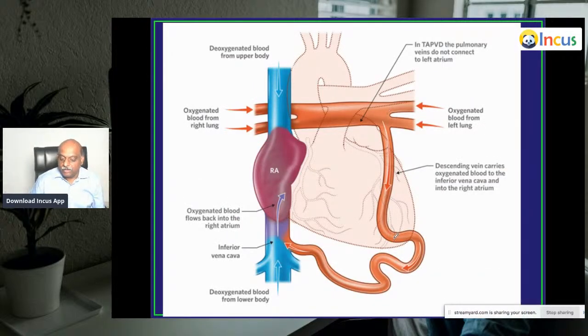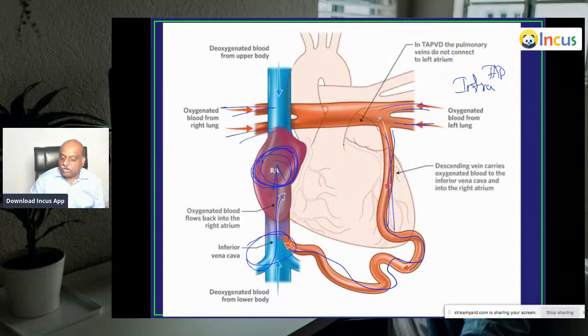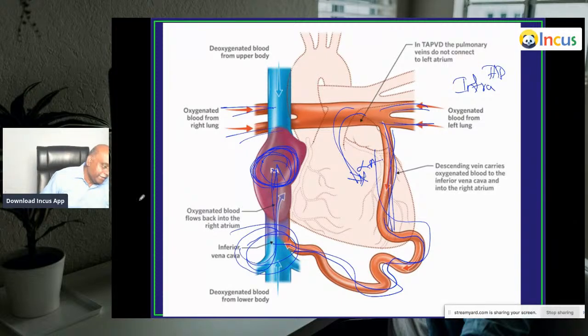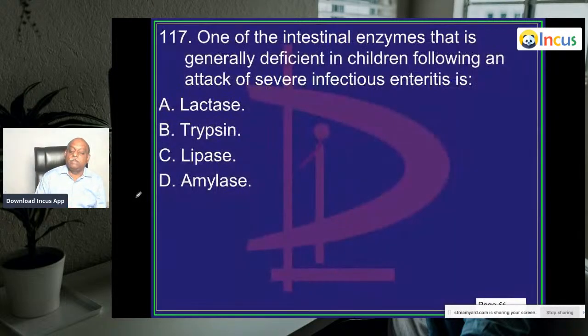So how does infracardiac TAPVC look like? The pulmonary veins will join and form a descending vein, not an ascending vein, which carries the oxygenated blood and reaches the IVC, and through the IVC it finally goes into the right atrium. But actually, where is this oxygenated blood from the pulmonary veins supposed to go? It is supposed to go into the left atrium, but instead it is going into the descending vein, then to the IVC, and then into the right atrium, is what you need to remember.